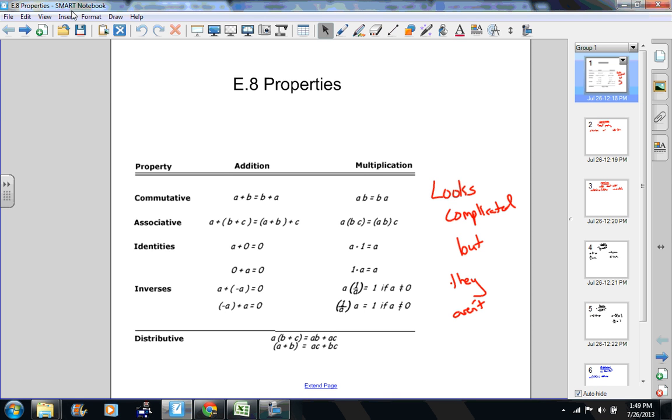So we are on the last true section of this unit, and it's all about properties. The properties we're going to be learning are the commutative, associative, the identity properties, the inverse properties, and the distributive property. Okay, we already know the distributive, so that one will be really easy. The other four look very complicated because they're written with a bunch of letters and a bunch of symbols, but the truth is each of these properties is incredibly easy to understand. Take good notes and you'll be fine on all of these, okay?